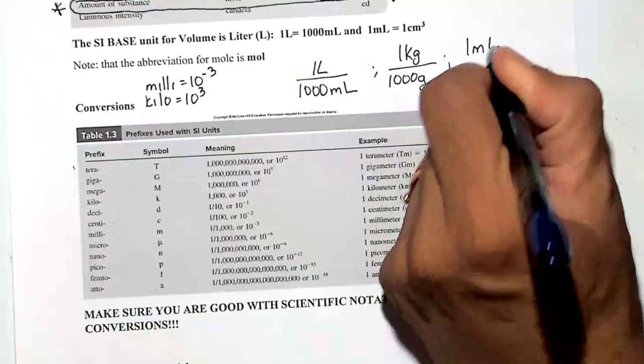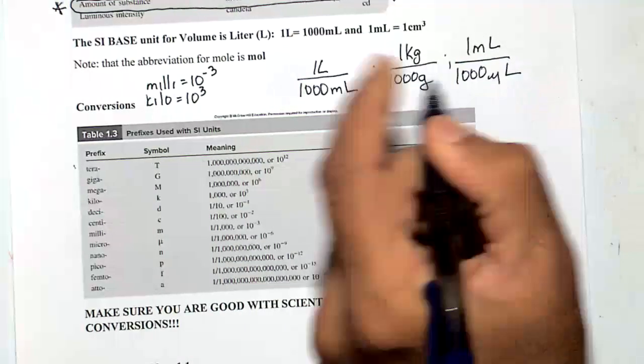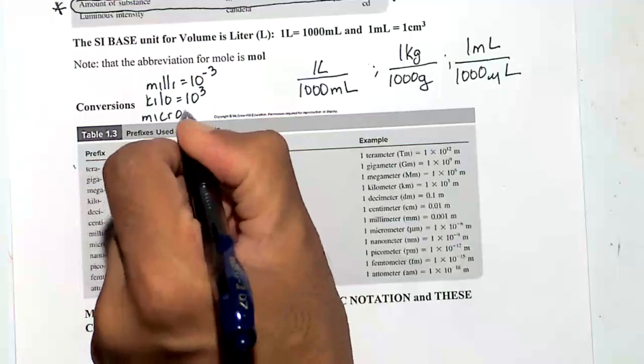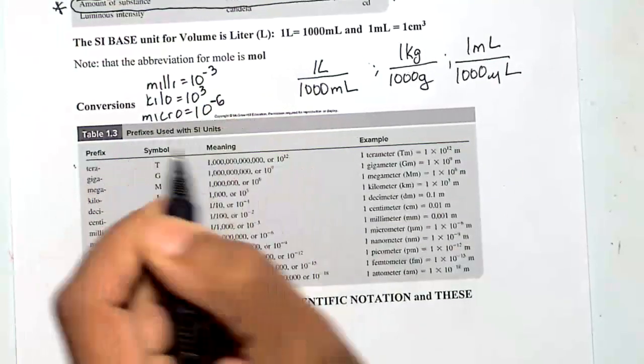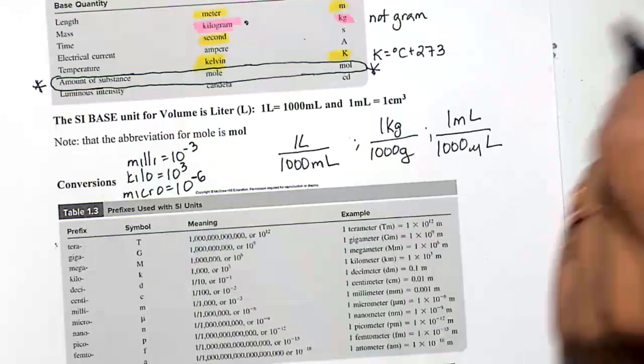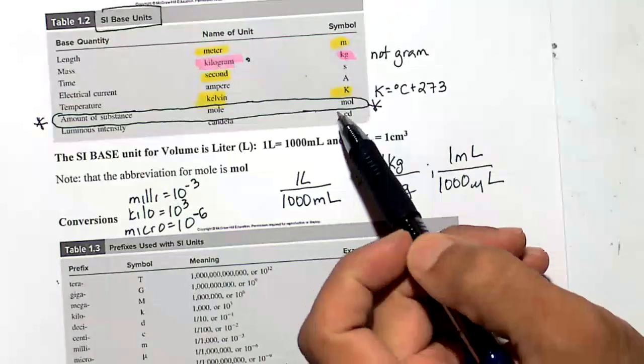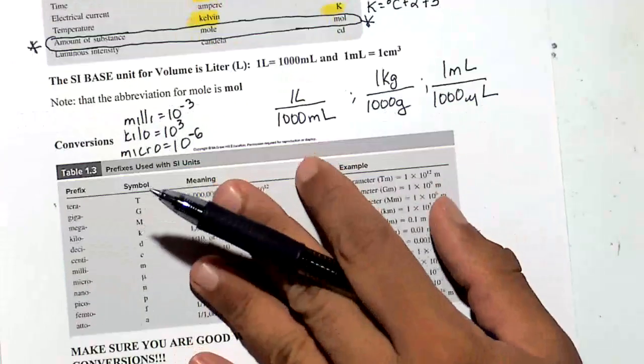All right, 1 milliliter is 1,000 microliters. Micro is 10 to the minus 6. These are things that we use a lot in our class here. So 1 milligram is how many micrograms? 1,000. 1 millisecond is how many microseconds? 1,000. 1 milliliter is how many microliters? 1,000. All we're doing is changing the prefix. We're keeping the base unit the same.